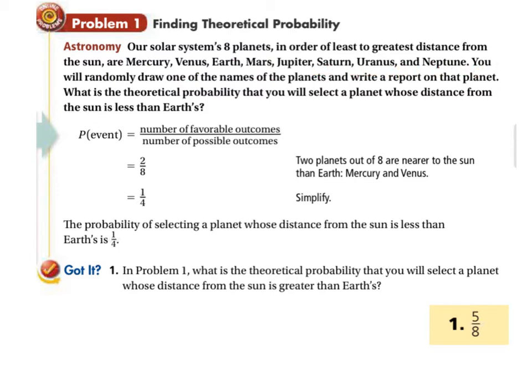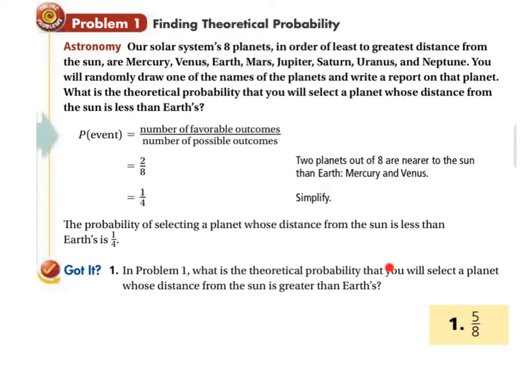Ooh, fun. What is the theoretical probability that you will select a planet whose distance from the Sun is less than the Earth's? So, total possible outcomes, 8. Favorable outcomes, well, there's 2 of those that are nearer to the Sun than Earth, Mercury and Venus. Remember the Blue's Clues song? Love that. So anyway, reduce to 1/4. Again, all fractions must be reduced. The probability of selecting a planet whose distance from the Sun is less than Earth's, again, is 1/4.